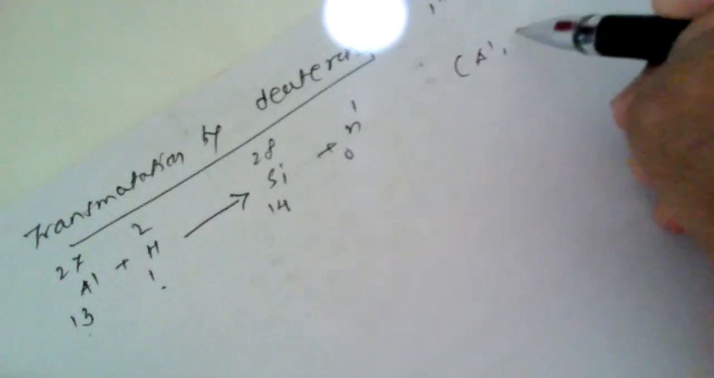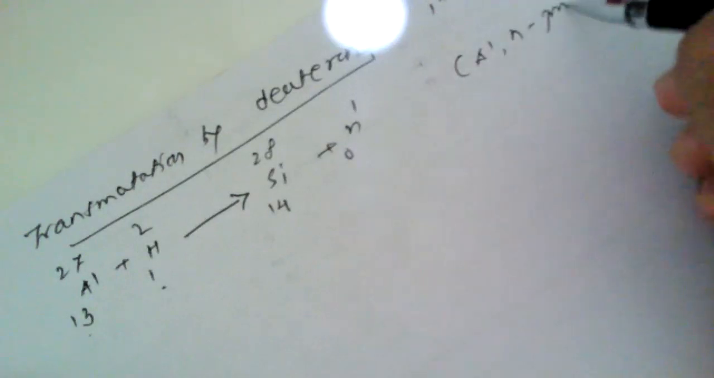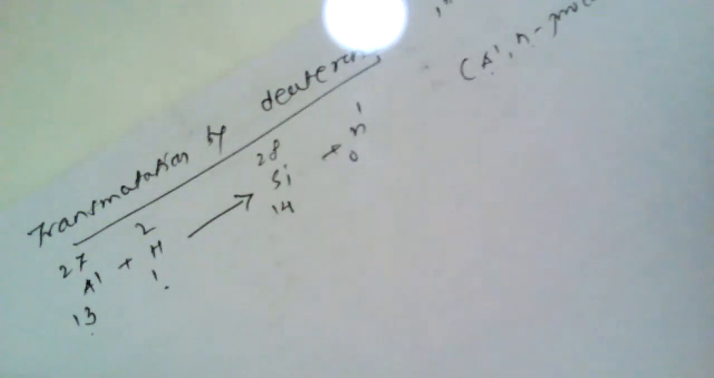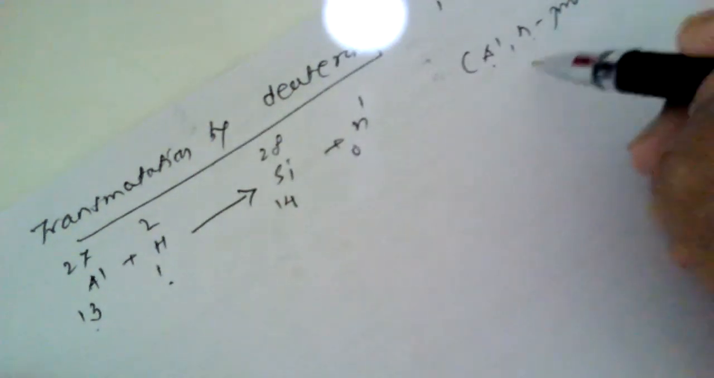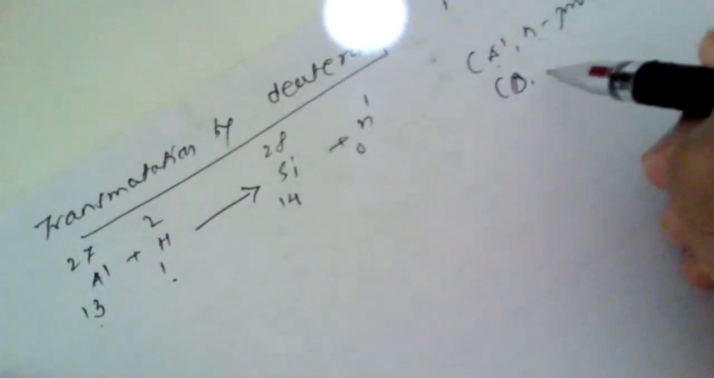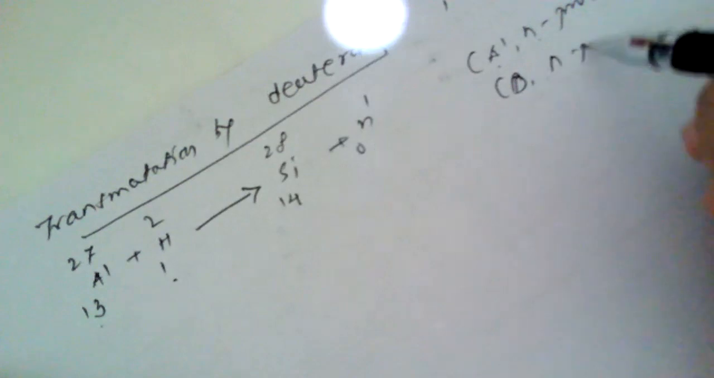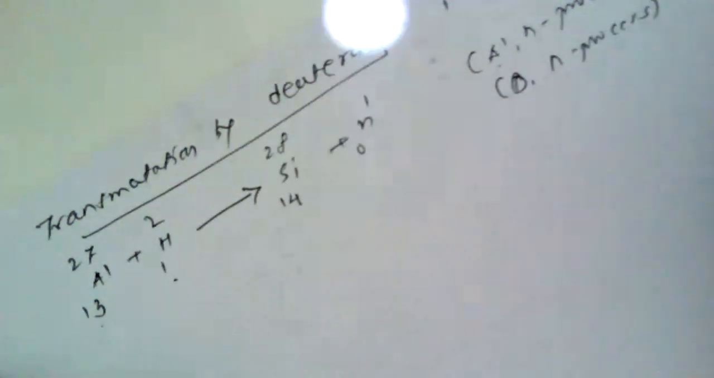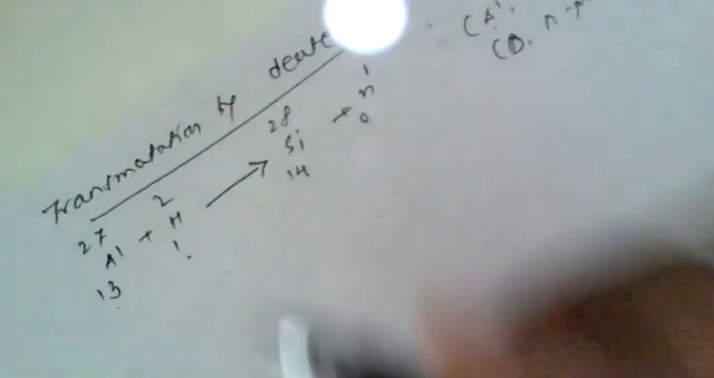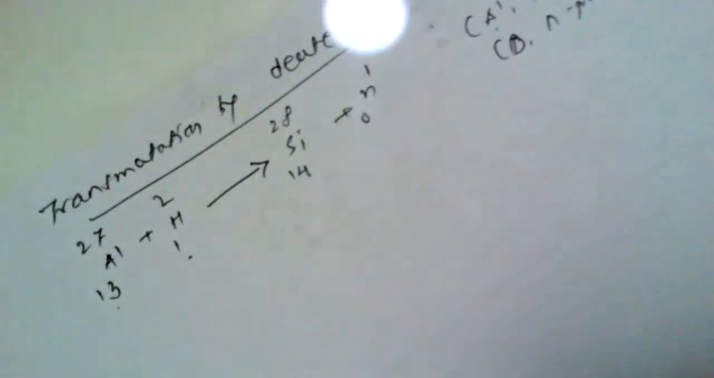Aluminium neutron process. Aluminium is the target, neutrons are the ejectiles, or deuterons, D N process. So if the question is of the type, give an example of a DN process, then this is the example. So this is how we can arrive at the product of the main reaction.